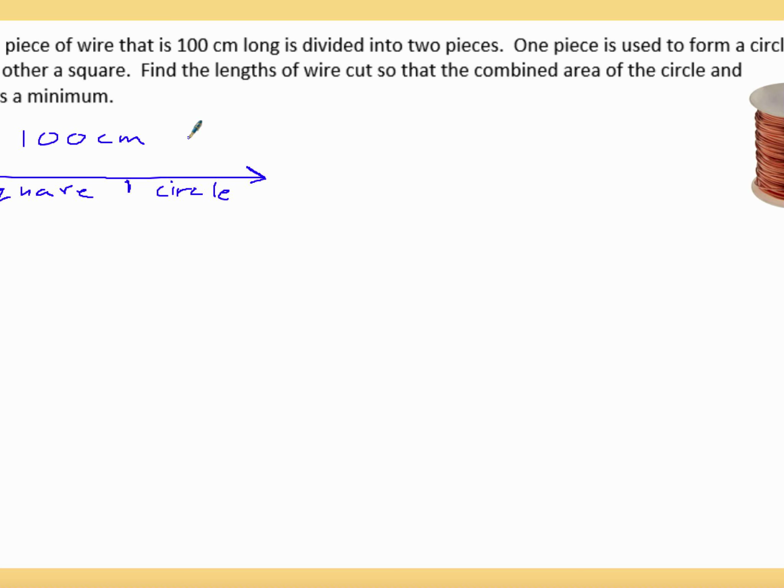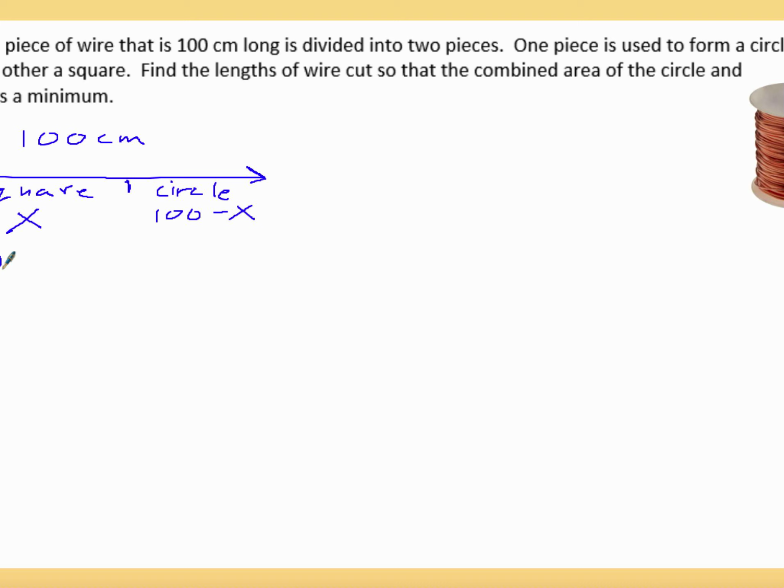So I don't know how much is going to be used for the square part. I'll call that x. So that means that if the whole thing is 100 centimeters and x part is used for the square, 100 minus x is going to leave you the circle piece.